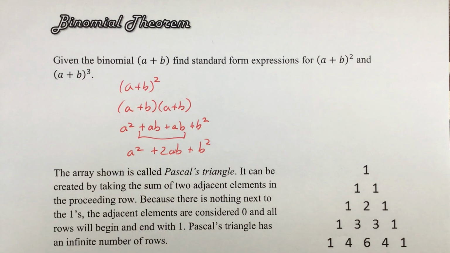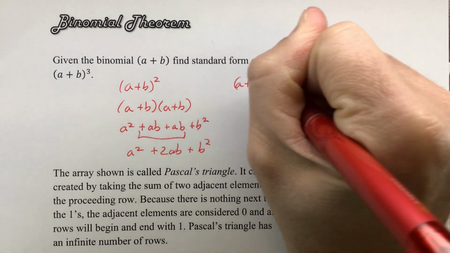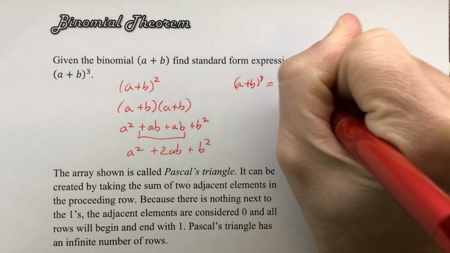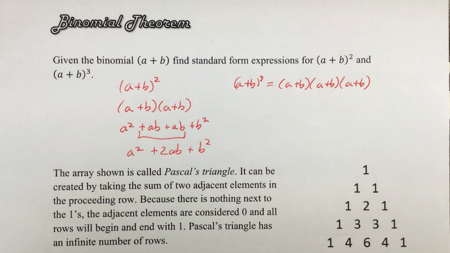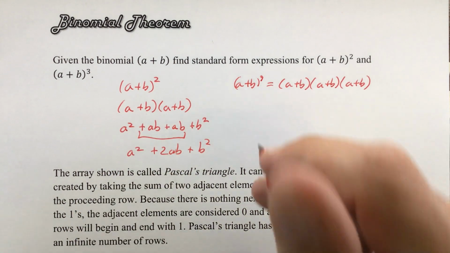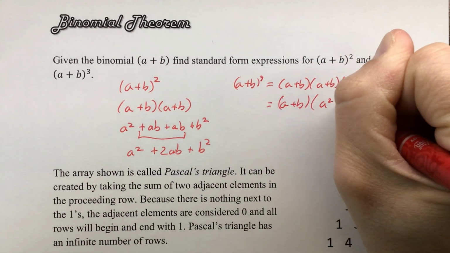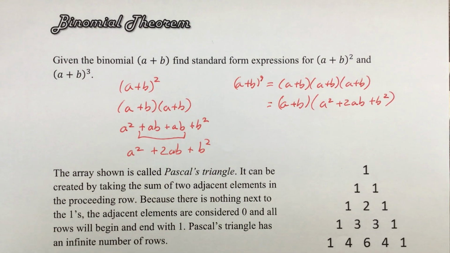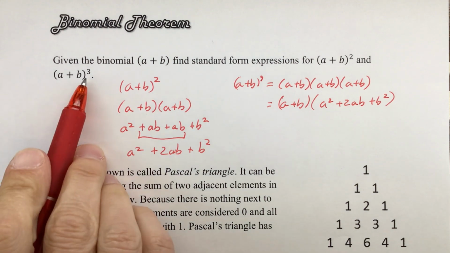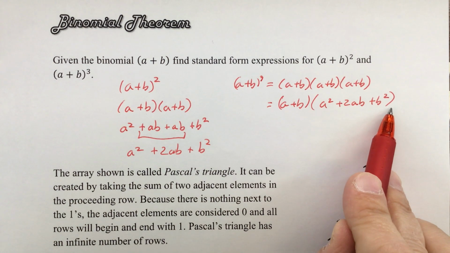A plus b cubed would mean you've got 3 of these. You have 3 of those to do. The good news is we've already figured out what the product of 2 of them is. Okay, so this could just actually be a plus b times a squared plus 2ab plus b squared. But if we had started with this, you would have needed to figure out that part to get that part first.